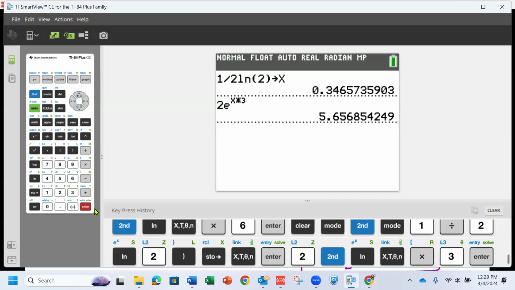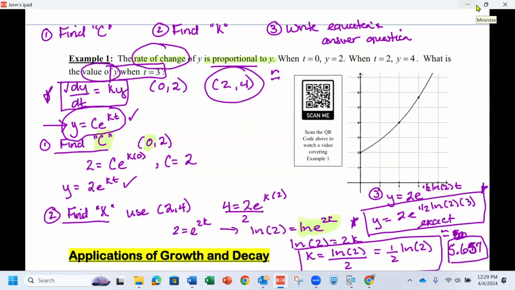5.657. Again, this is your approximate. Okay. So like I said, if it's no calculator, what I boxed with a star, that's your exact. That's all you can do with it. The minute you pick up your calculators and you round it, you no longer have exact, you have an approximation.